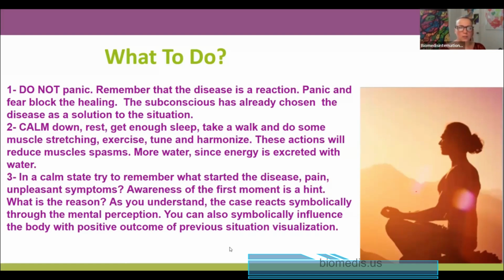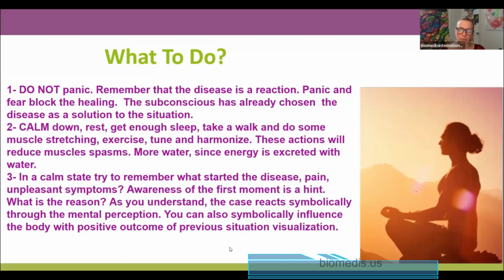In a calm state, try to remember what started that disease, why you have this pain, why you have this unpleasant symptom, what happened prior to this. Because if you have a hint, and awareness is the first moment, a hint of what can happen, what is the reason, and when you understand it, your mental perceptions are already going to react and change for you, and healing starts to happen.